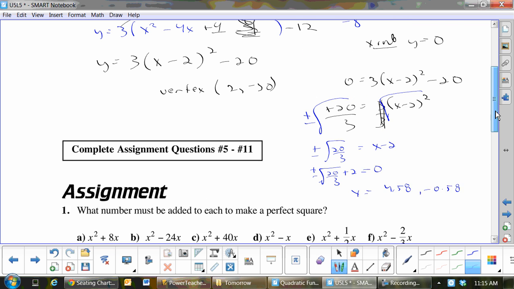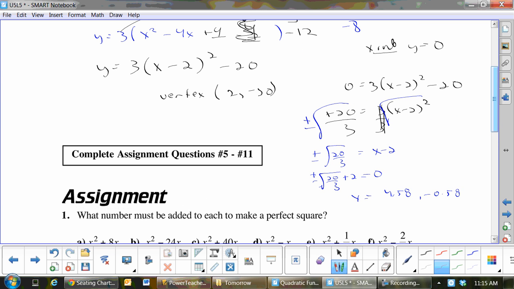Now, why does this help me? Okay, well, let's draw a graph, right? Again, it doesn't have to be perfect, but 2, negative 20 is like way down here, right? 2, negative 20. Now, is this going up or down? Yeah, it should be going up because it's going through negative 0.58 and 4.58. Right there and there. Okay?